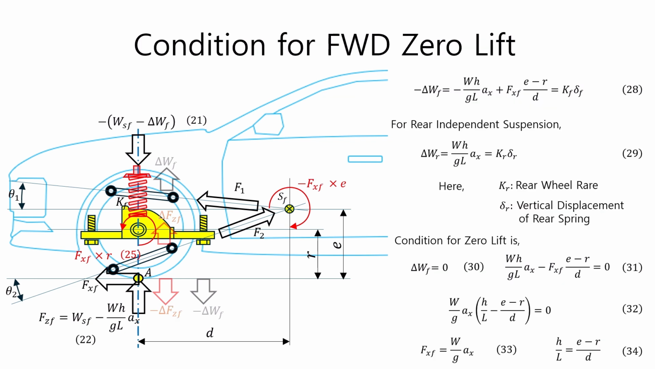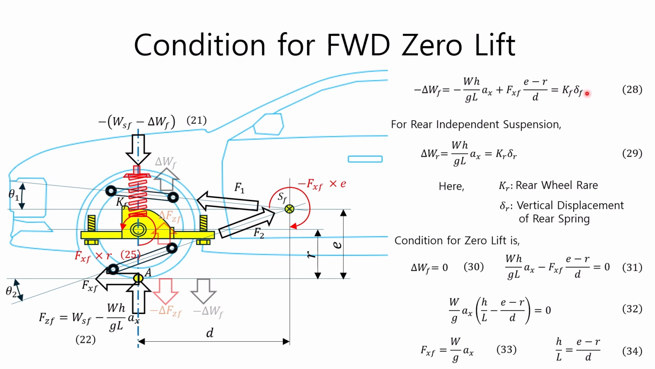Next, let's determine the condition for zero lift in a front-wheel drive vehicle with independent suspension. In a front-wheel drive vehicle, if no dynamic load acts on the front suspension springs, when the driving force is applied, the lift becomes zero. To prevent dynamic loads from acting on the springs, the front suspension link geometry must be configured so that the vertical force acting on the front link supports the total vertical dynamic load generated by the acceleration AX, thereby making the vertical dynamic load acting on the springs zero.